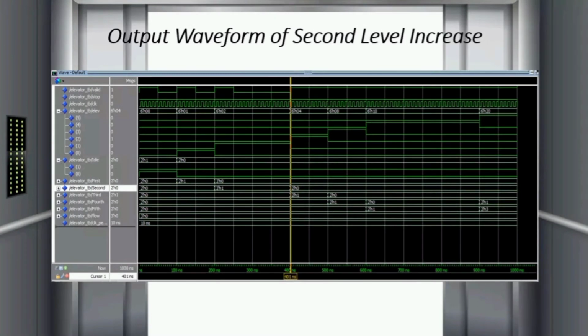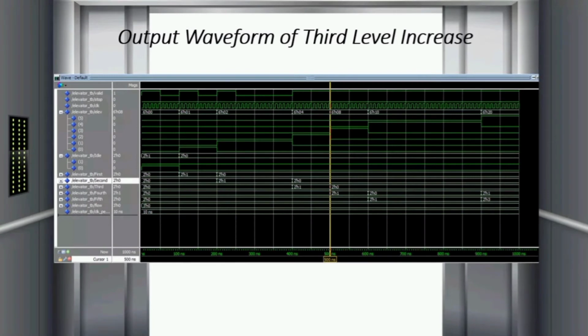high state. In slide 11, it shows the waveform of the second level of an elevator, wherein all of the signals are in low state except elevator 3 or second level. As described in the discussion portion, the signals are high when the clock is on a high state and rising edge. In slide 12, it shows the waveform of the third level or elevator 4.